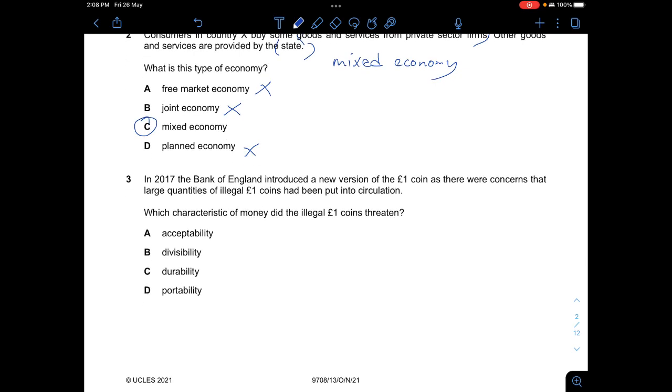Question 3. In 2017, the Bank of England introduced a new version of the £1 coin, as there were concerns that large quantities of illegal £1 coins had been put into circulation. Which characteristic of money did the illegal £1 coins threaten? Now this is also part of the previous syllabus. Anything that's about money is from the previous syllabus, but I'm just going to do it anyway.